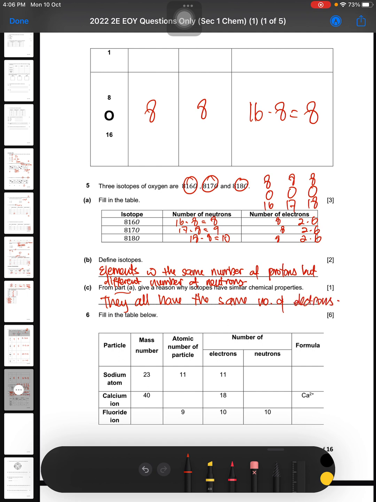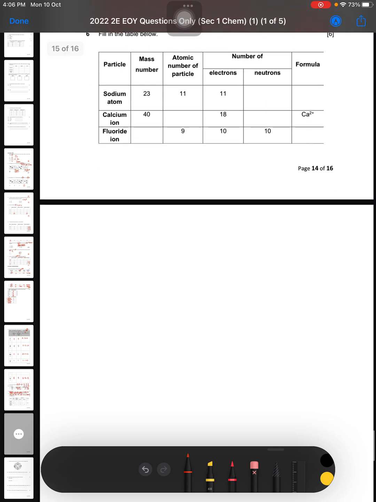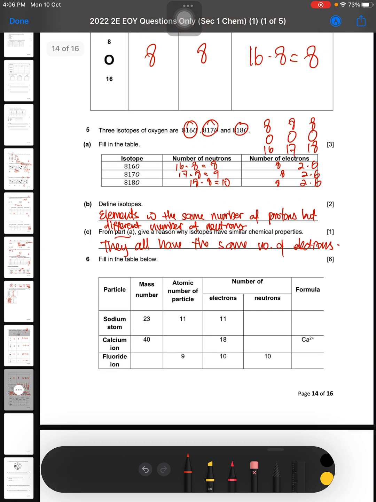Okay, question 6. We are supposed to fill in the numbers and the whole table. So let's see. All right, sodium is 23, 11. So how would the symbol look like? It will look like this. Okay, neutrons will be 23 minus 11 equals to 12.